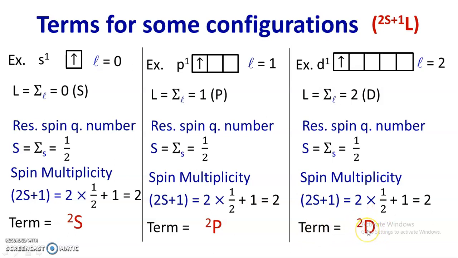So this D signifies that value of L is equal to 2, and this multiplicity 2 signifies that there is one unpaired electron. So these are the terms for very simple configurations, S1, P1, D1, etc.